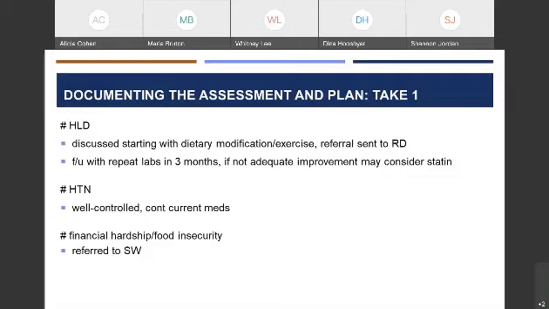Basically, with this portion of the assessment and plan, the coder would code the hyperlipidemia as the primary reason for the visit, and the social determinant for the financial hardship and food insecurity would be coded, but it would not be the primary reason for the visit because it is not linked properly. Okay, thank you.